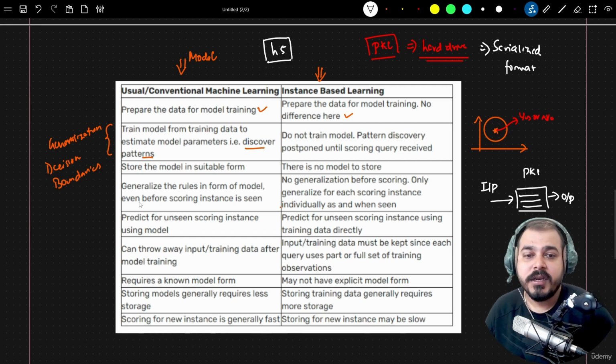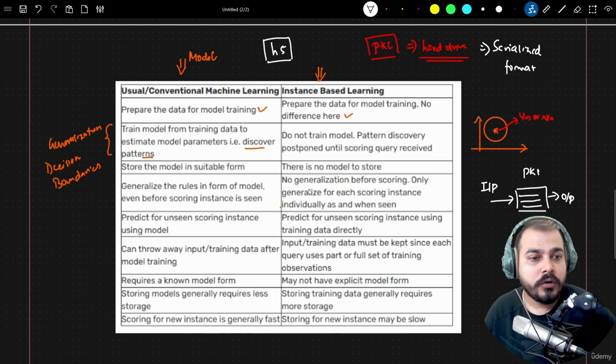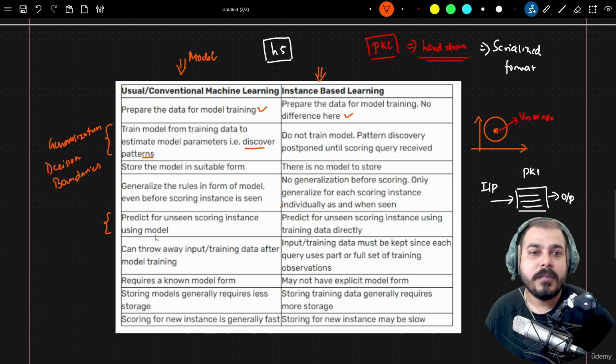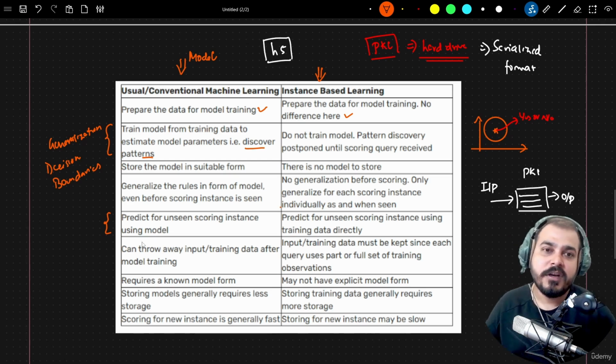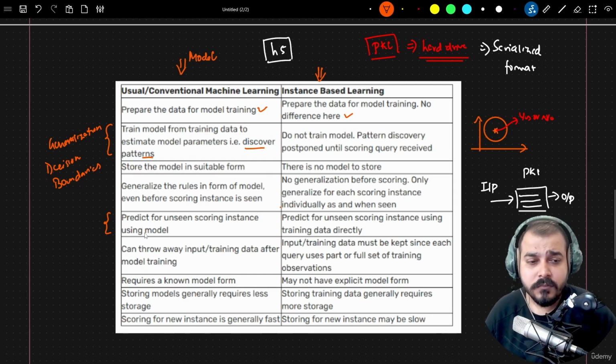Generalize the rules in the form of a model even before the scoring instance is seen. This is super important because since we have decision boundaries, it will generalize the entire rule. No generalization before scoring in the other case; we have seen the difference between them. Predict for unseen scoring instance using models. We'll be able to predict even completely new data because we have created a decision boundary, so it gives us results in a generalized manner, both for the training data set and for any new kind of data that we get.